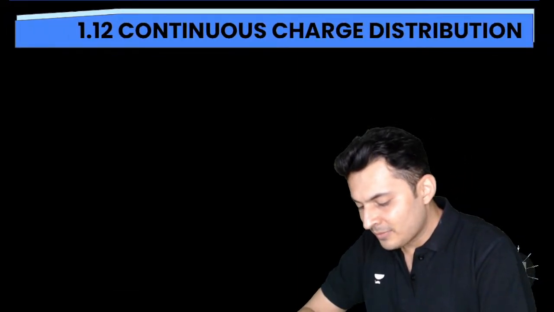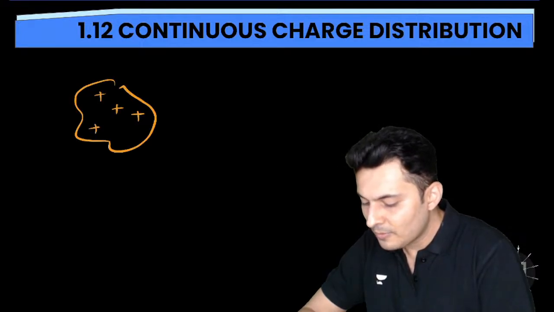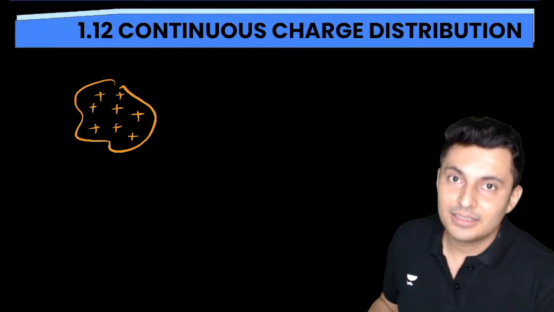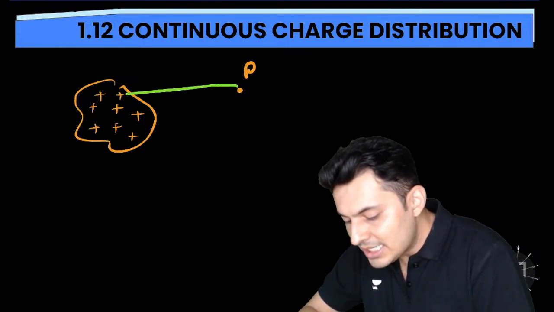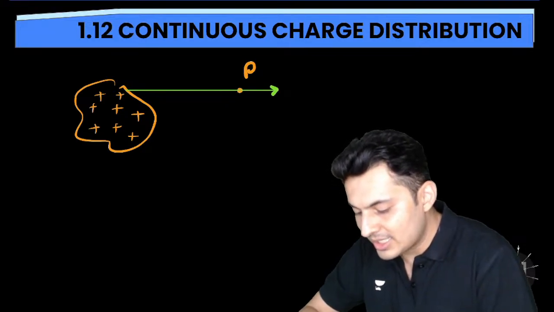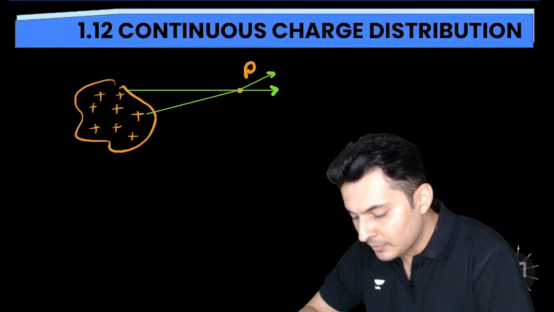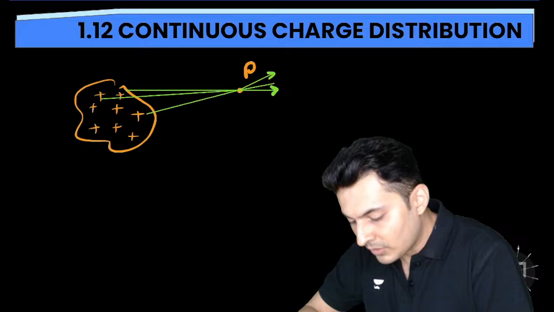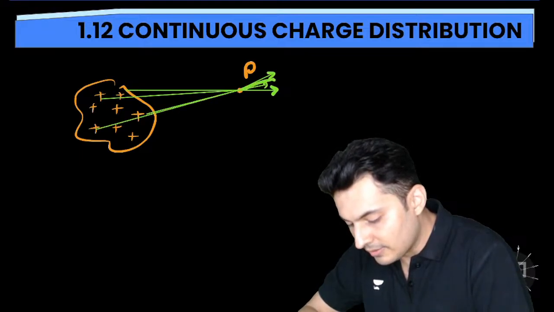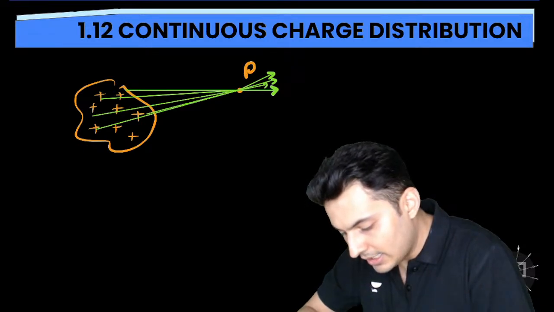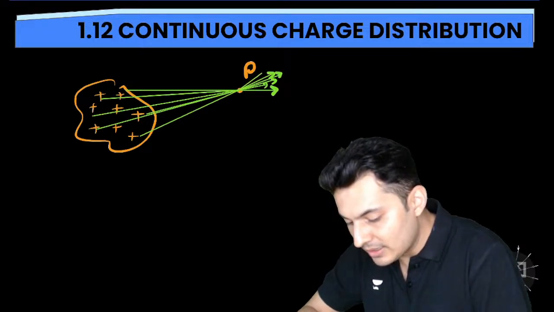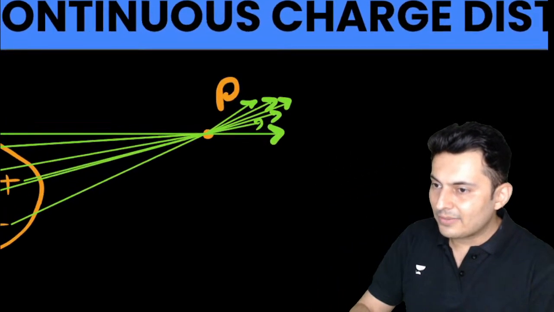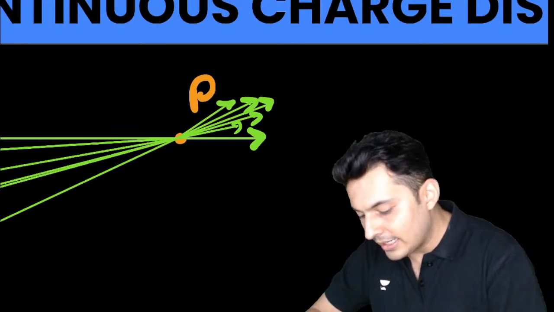Charge distribution. Imagine I charge a body. The charge gets distributed. Usually to find the electric field at any point, what I will have to do is, because of each and every charge, I will have to find the field. Because of this charge, this is the field. Because of this charge, this is the field. So like that, because of each and every charge right over here, I will have to find their respective contributions in the field. And then after finding the fields because of every one of them, I will find their resultant field.